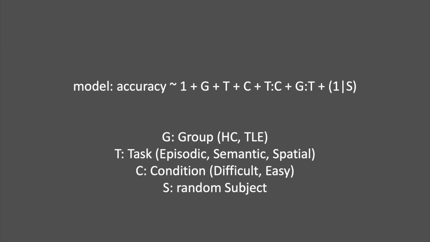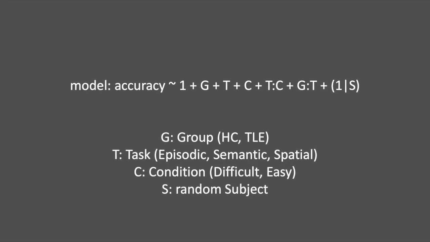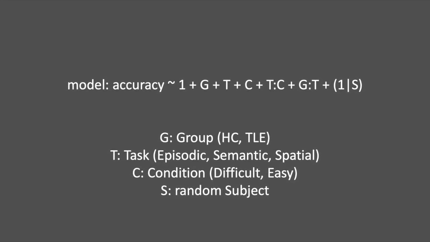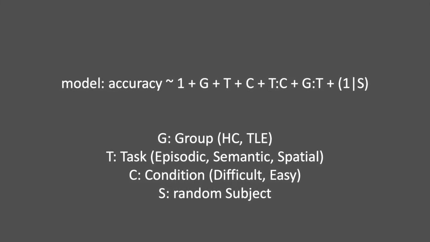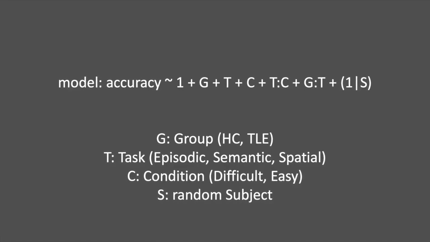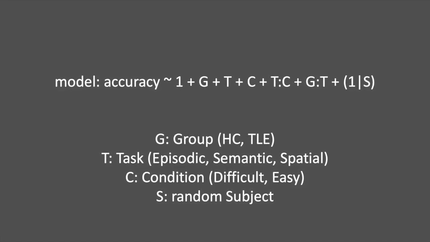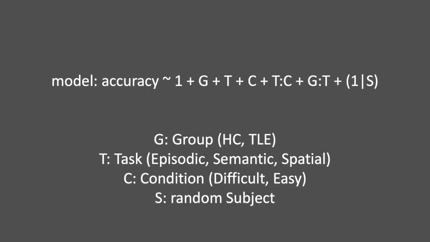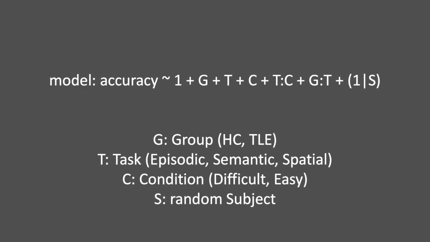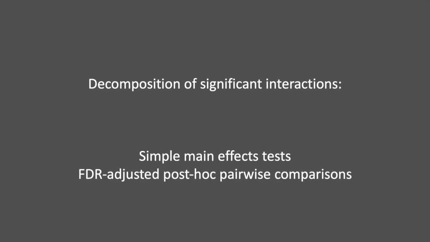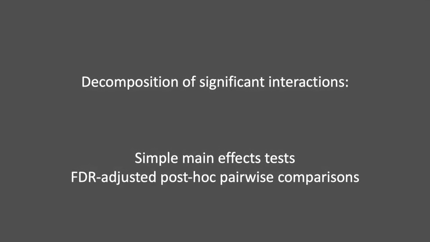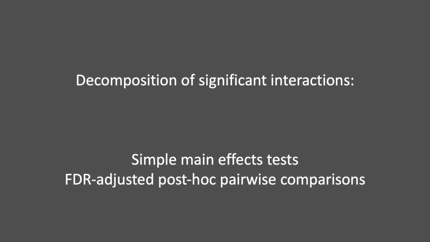We used linear mixed effects models as a starting point, with task accuracy as the outcome measure. Our model consisted of a group factor with 2 levels, healthy control and TLE, a task factor with 3 levels, semantic, episodic, and spatial, a condition factor with two levels, difficult and easy, interaction terms for task and condition, and also group and task, and a single random subject term. We decomposed significant interactions and, where appropriate, ran post hoc pairwise comparison tests while controlling for the false discovery rate.